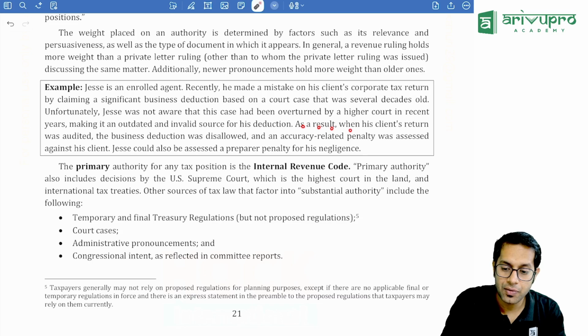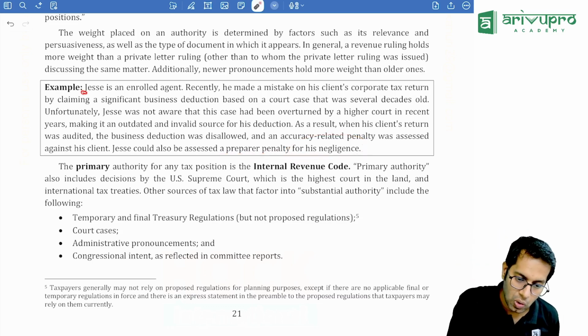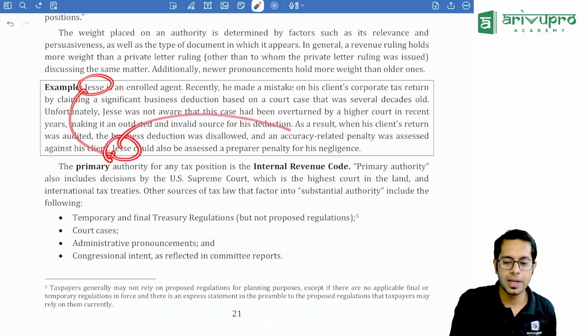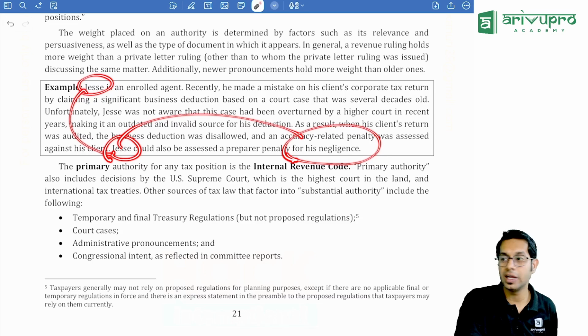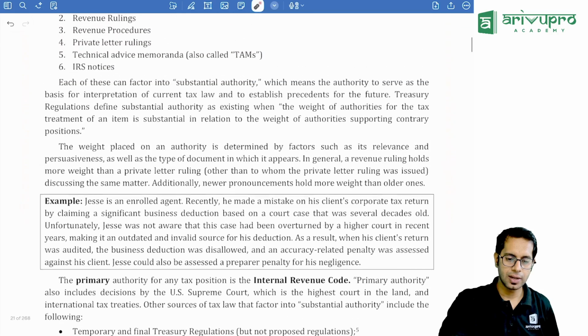As a result, when his client's return was audited, the business deduction was disallowed and the accuracy related penalty was assessed against his client. 20% accuracy related penalty. Jesse could have been assessed a preparer penalty for his negligence. So on Jesse, who is the enrolled agent, a penalty will be imposed because of his negligence. Someone else is facing the consequences. Are you understanding?